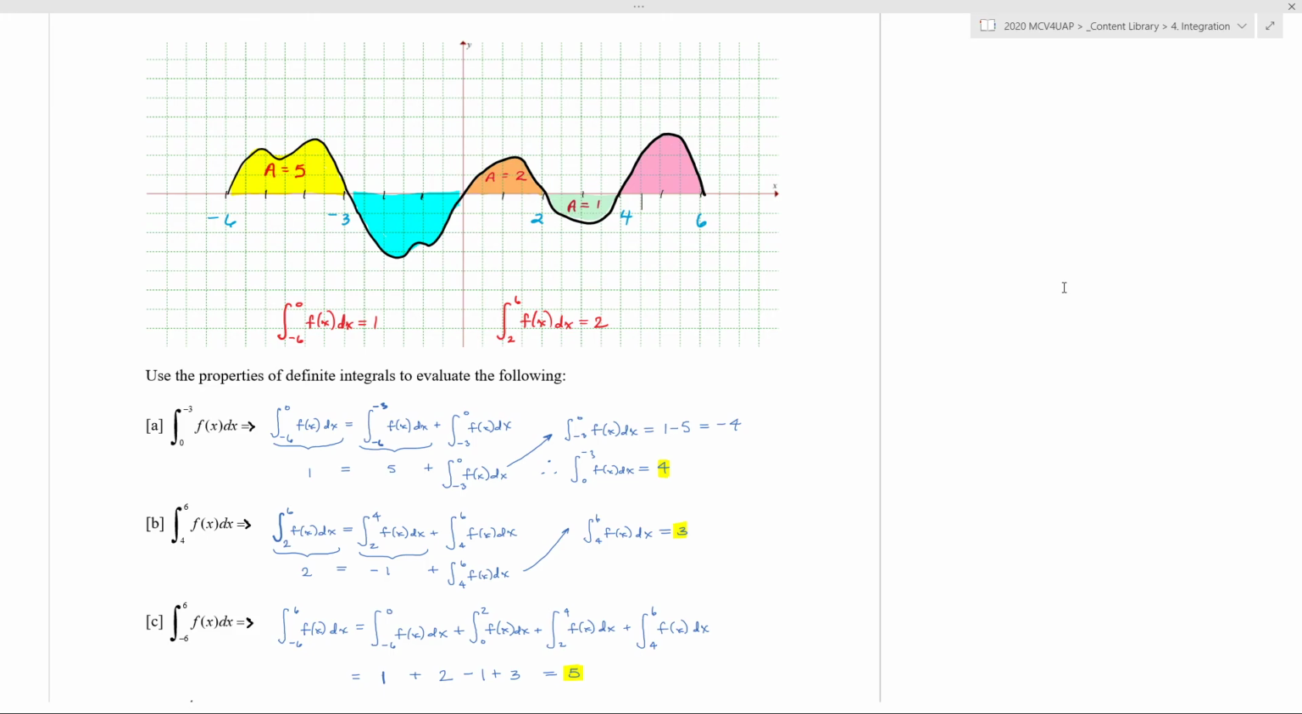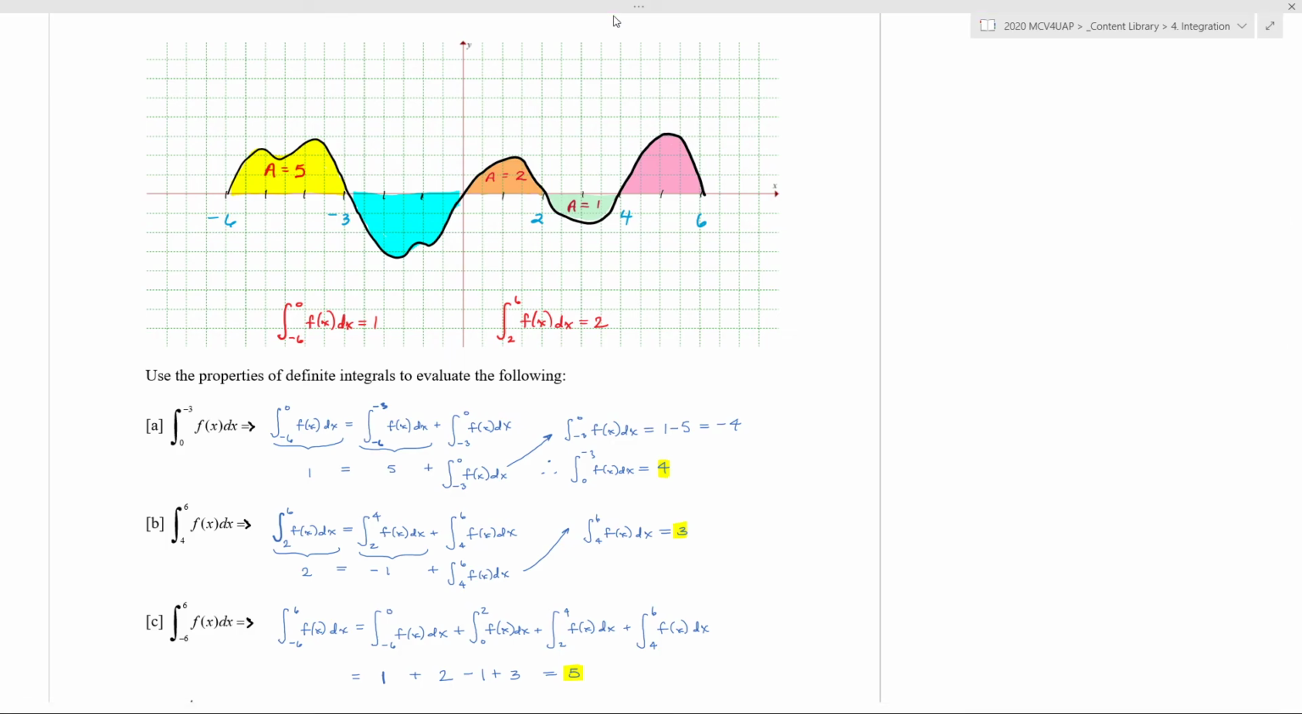What you need to notice is the integral from -6 to 0. If I add up the yellow region and the blue region, integrating from left to right, the answer there should be 1. We're given that: the integral from -6 to 0 is equal to 1. Well, if the yellow shaded region is 5, what does the blue shaded region have to be if the total definite integral from -6 to 0 is equal to 1?